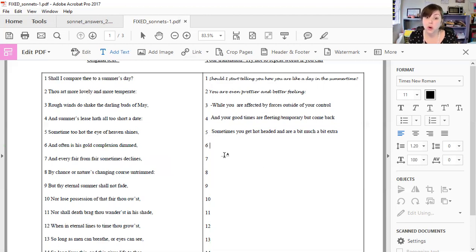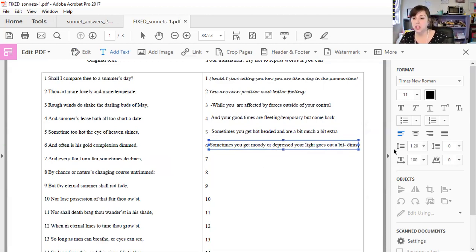How can you apply that to a woman, right? You know, like sometimes you get moody or depressed, like your light goes out, it dims, right? And I'm not going to use the word dimmed because that's what's used here. You don't want to repeat words, but it's the idea of like, if your eyes are like the sun and then the light goes out of your eyes, it's like you're just not feeling very happy.